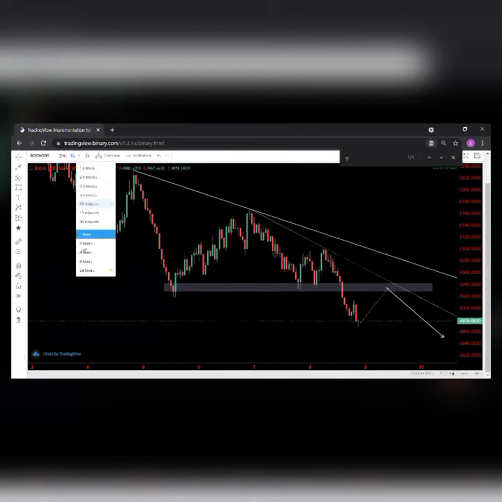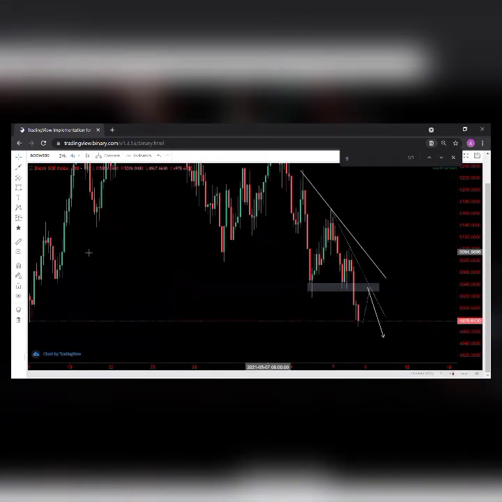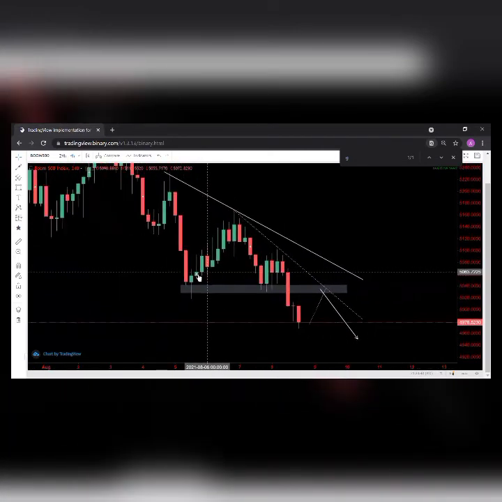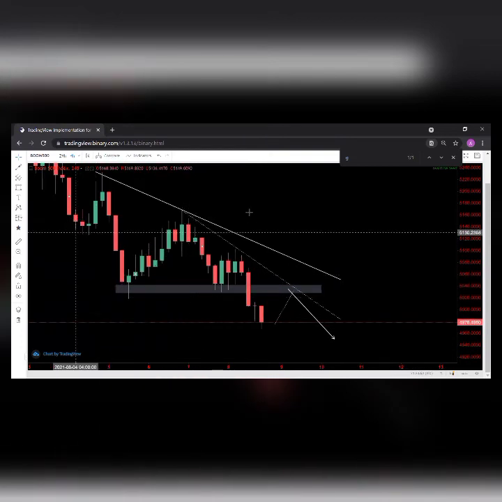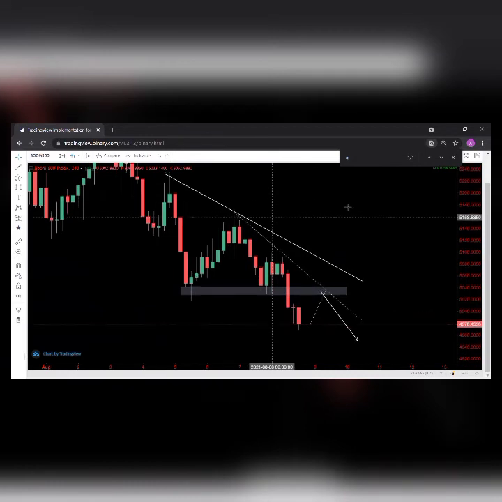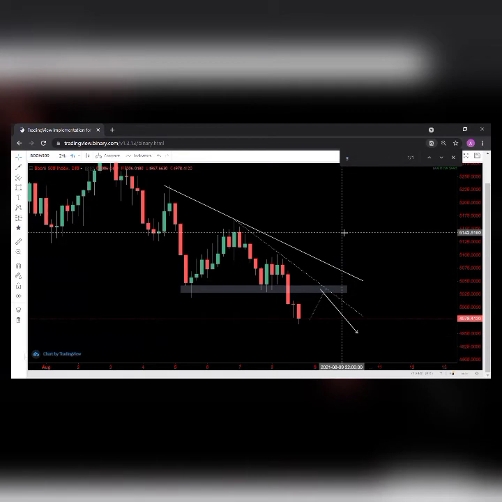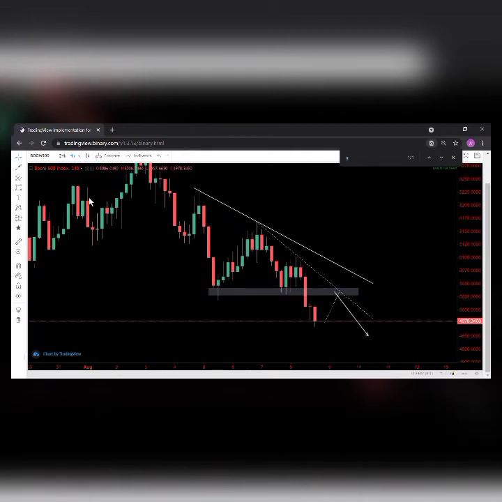Now let me go down to H4 so we see what H4 looks like. Now you see what H4 looks like. On the H4, it's not really giving us the detailed information, though it's looking alike. So if you want to see a clearer picture of this, you have to go down to the smaller time frame.